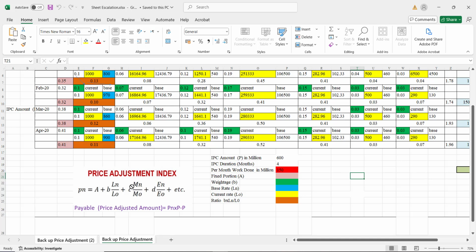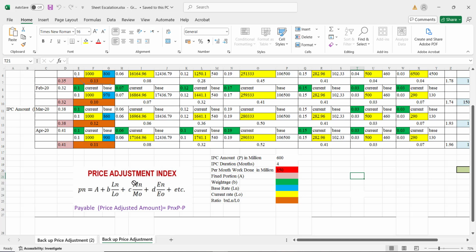This is the C, the coefficient, the weightage. We have discussed that one. Suppose a contract has 15% of steel, and a contract has 20% of other material, say fuel or other things. So this is in percentage.